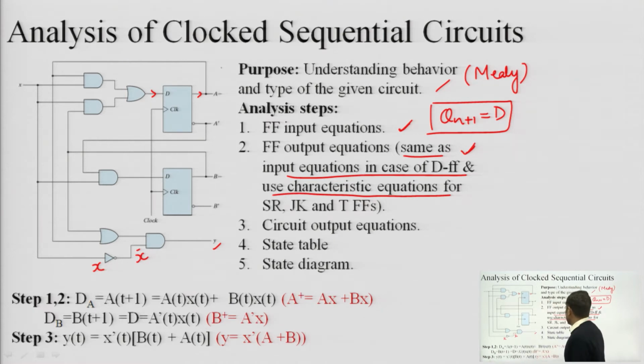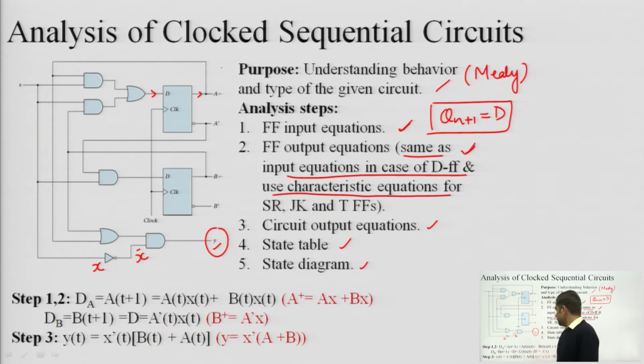Then we have to find the circuit output equation, that means the final output, not the flip-flop output. We have to be very careful about the flip-flop outputs and the circuit output. Flip-flop output will be termed as the state of the circuit, and this Y output will be something else, separate from the flip-flop outputs. So we have to be very careful by checking the outputs. Then using the circuit output equation we have to find the state table and then the state diagram.